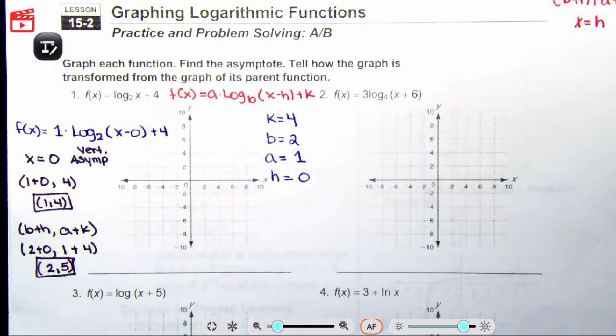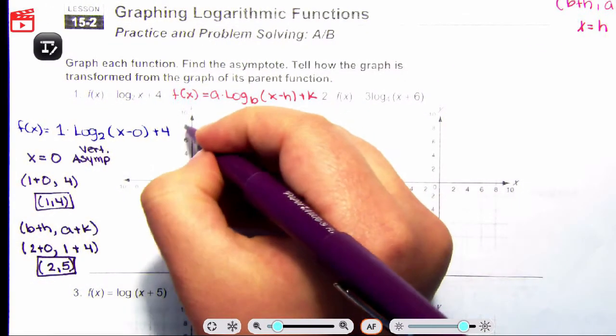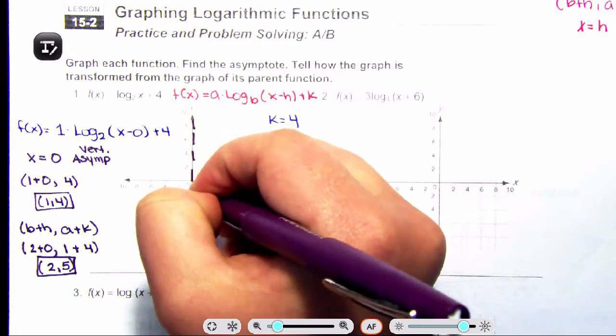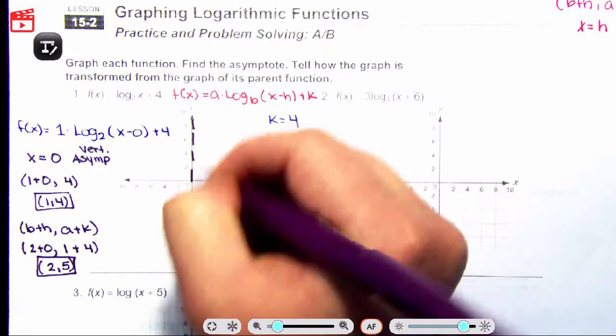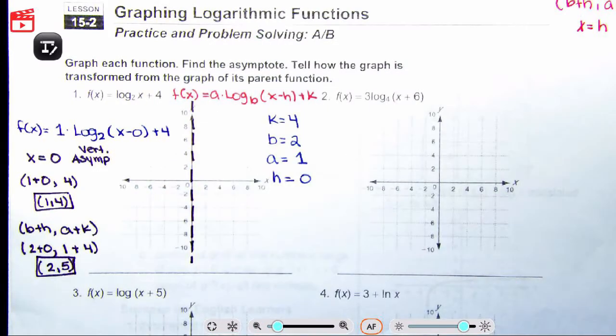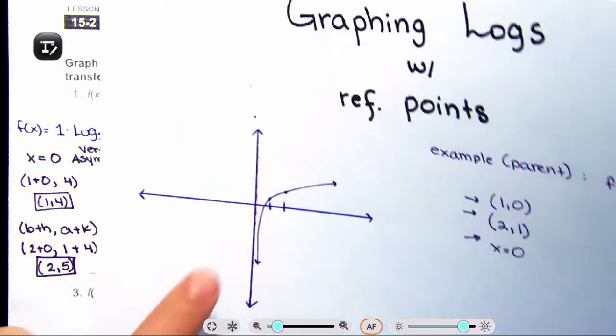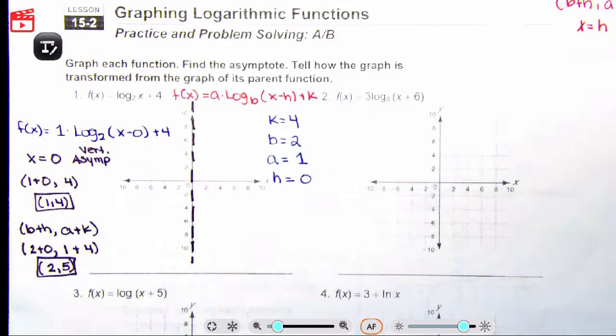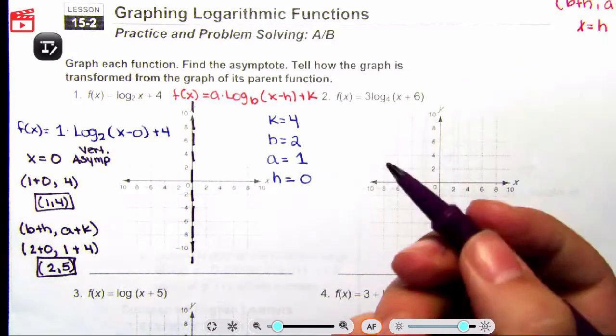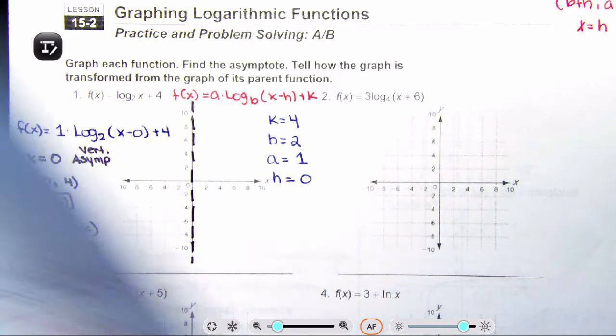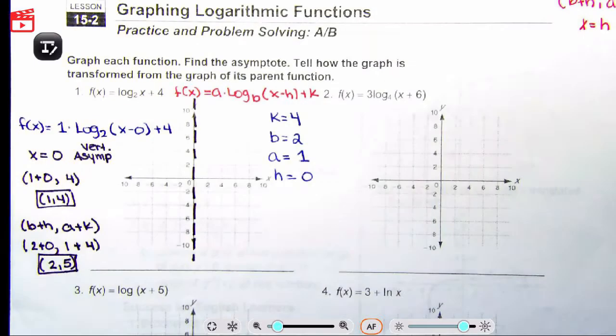So let's identify where our vertical asymptote is. In this case, it is at 0, always a dotted line. So we know that our parent function is going to look something like this. We know our parent function looks like this, so we know our transformed is going to look something like that as well.